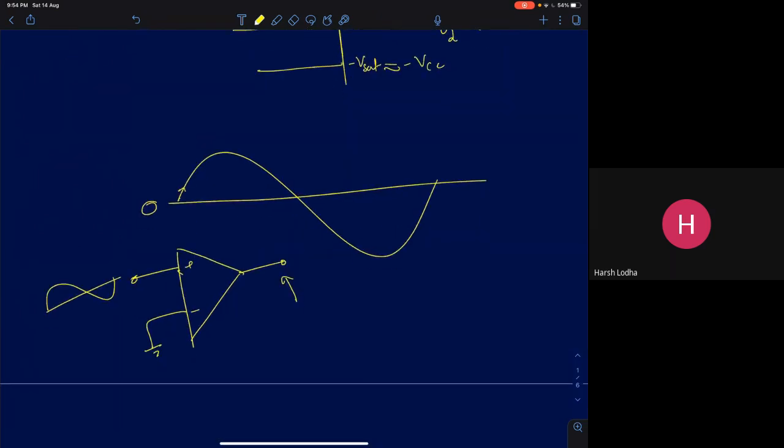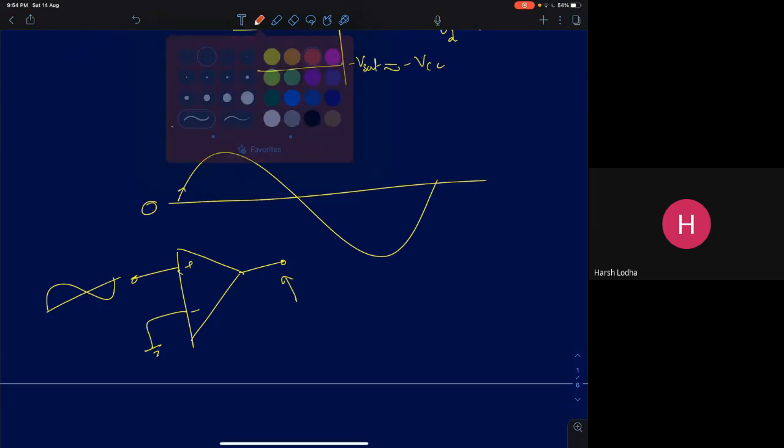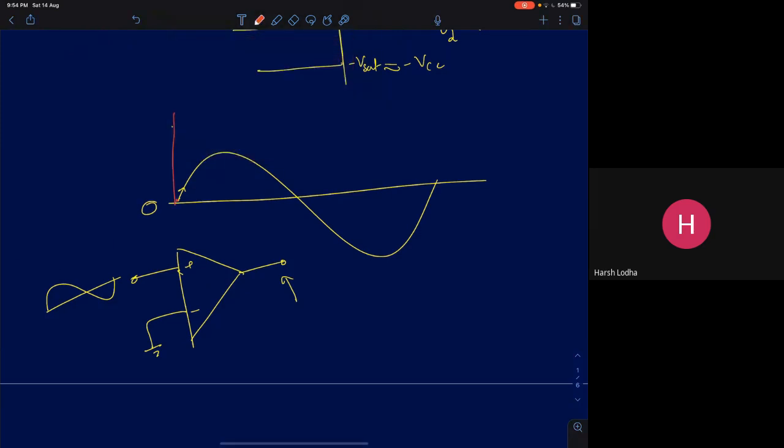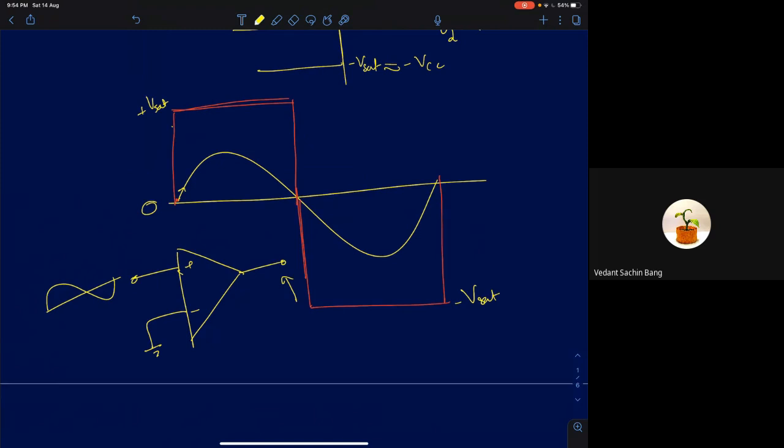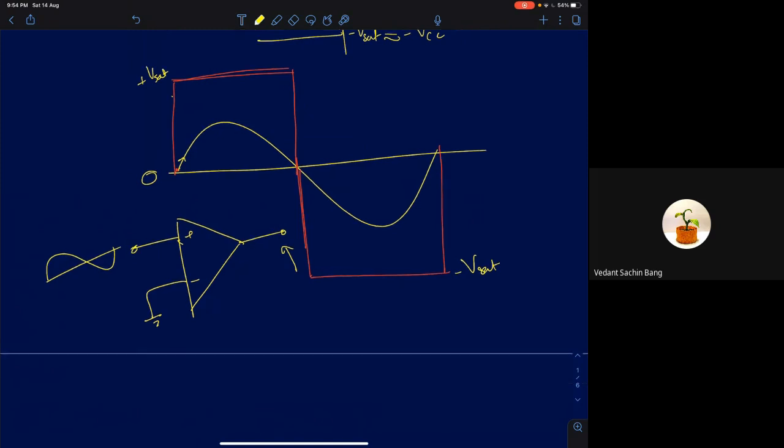It will be plus VSAT. So the output will be plus VSAT, and the waveform is going to look something like this. Output will become plus VSAT. And when your input goes less than 0, it will be minus VSAT. So the graph is going to look like this. You will have plus VSAT or the output going to minus VSAT. So now I have converted a sine wave to a square wave, a perfect square wave.